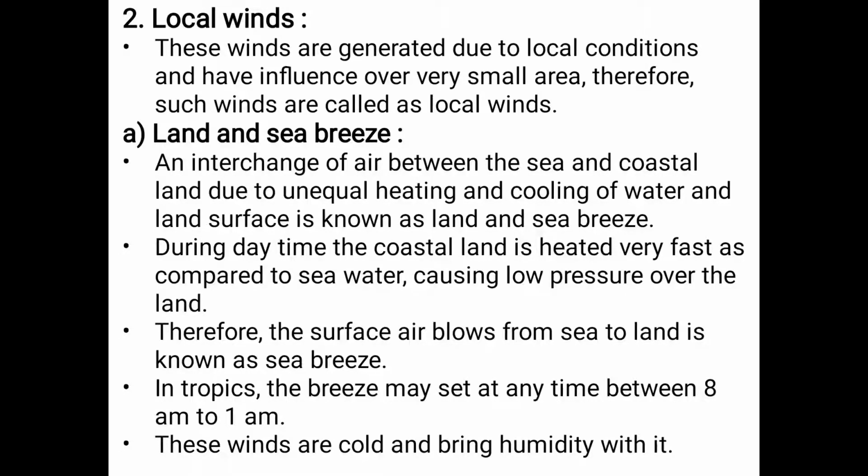In that, the first type of local wind is the land and sea breeze. So what is the definition of the land and sea breeze? It is an interchange of air between the sea and the coastal land which takes place due to the unequal heating and cooling of the water and the land surface, and is known as the land and sea breeze.